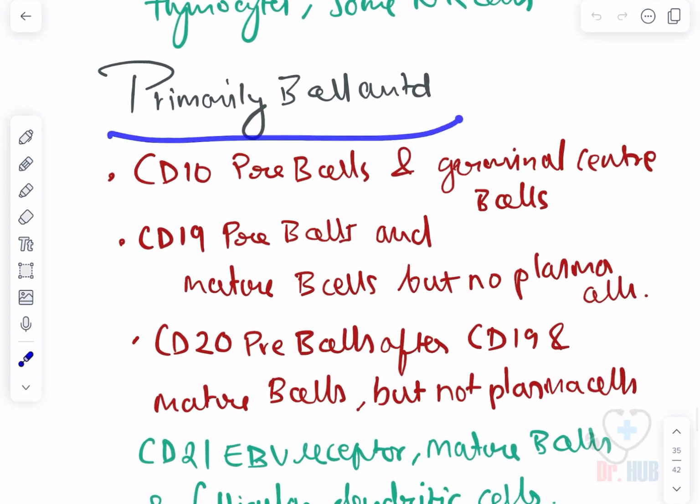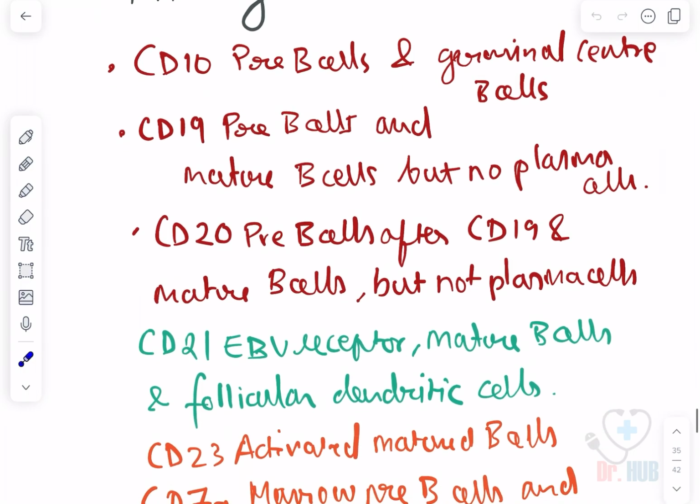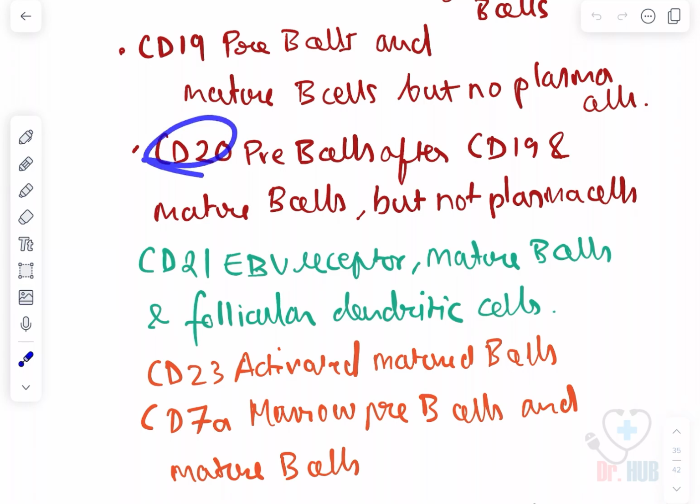Next, looking at the primarily B cell associated. So this includes the CD10. In case of CD10, there is a pre-B cell and the germinal center B cell. The CD19, there is a pre-B cell and the mature B cell, but there is no plasma cells. Then looking at the CD20, there is a pre-B cells after the CD19 and the mature B cells, but not the plasma cells.